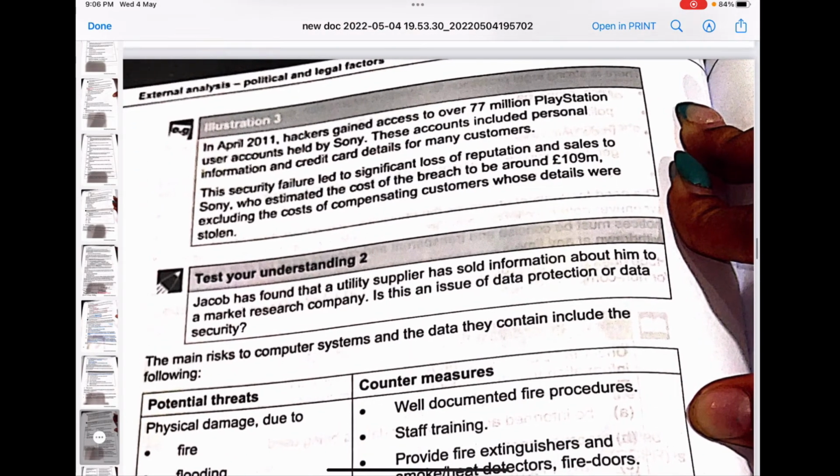Illustration. In April 2011, hackers gained access to over 77 million PlayStation user accounts held by Sony. These accounts included personal information and credit card details. So many people lost their money by this. So what is this coming under? This is coming under the human risk of what? Data protection or data security? Data security. So this security failure leads to significant loss of reputation and sales to Sony. So people will obviously not buy from them, right? Because they got let down by them.